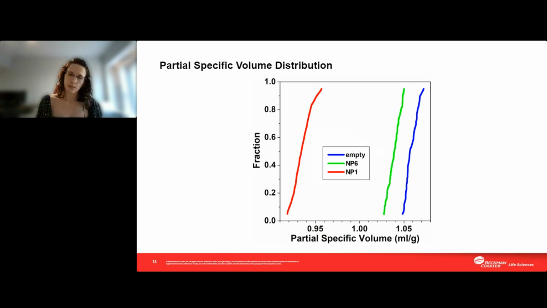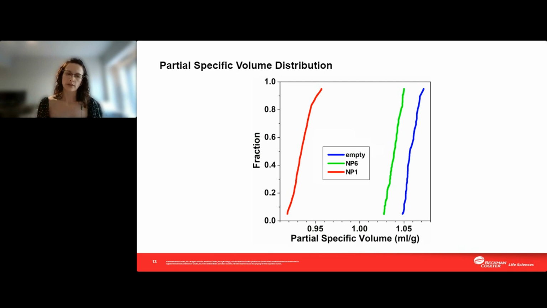Whereas when you look at the NP1, you can tell that there are absolutely no empty LNPs present in that plot. If there were empty LNPs present in the NP1 sample, you would see that red line reach all the way across over to the blue line and touch it.